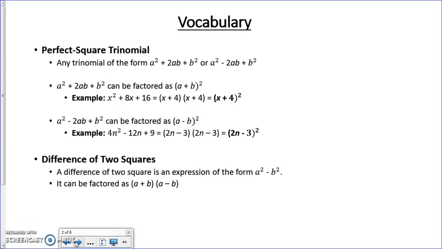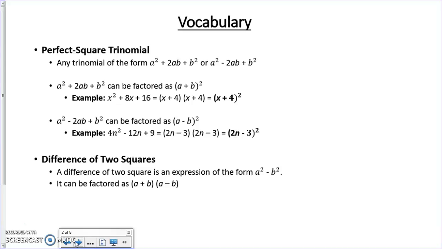Vocabulary. Perfect squared trinomial. Any trinomial of the form a squared plus 2ab plus b squared or a squared minus 2ab plus b squared. A squared plus 2ab plus b squared can be factored as a plus b quantity squared. Example, x squared plus 8x plus 16 equals x plus 4 times x plus 4, which is equivalent to x plus 4 quantity squared. A squared minus 2ab plus b squared can be factored as a minus b quantity squared. For example, 4n squared minus 12n plus 9 equals 2n minus 3 times 2n minus 3, which is equivalent to 2n minus 3 quantity squared.